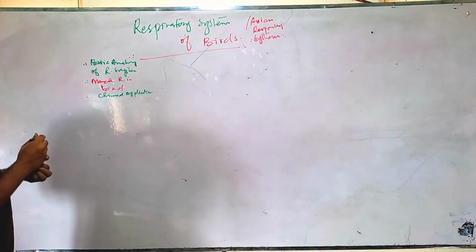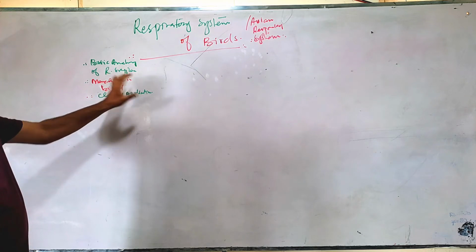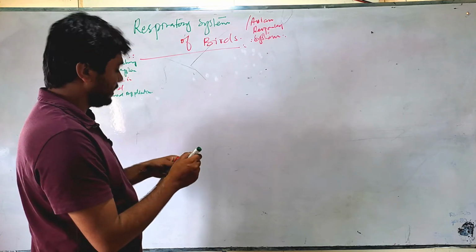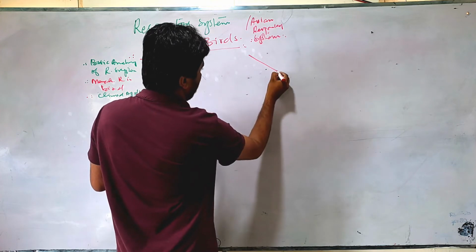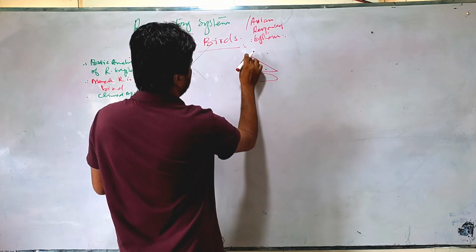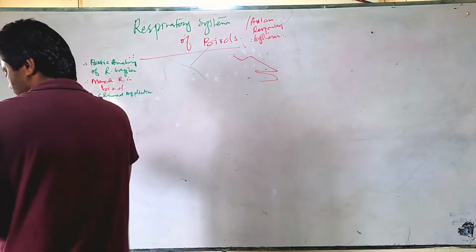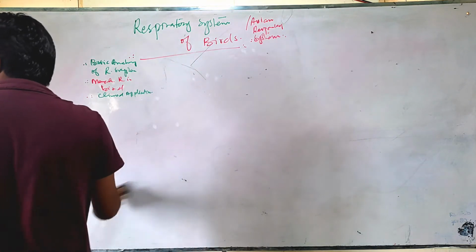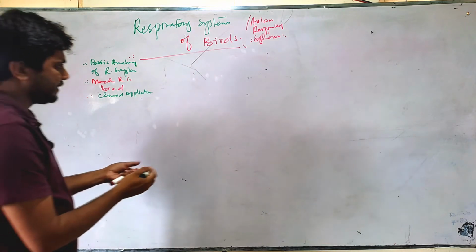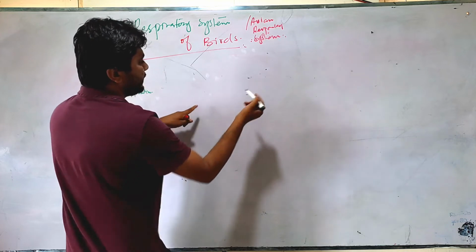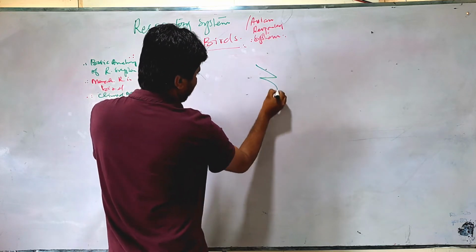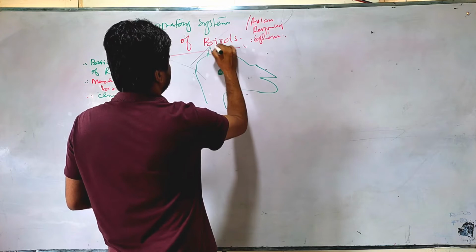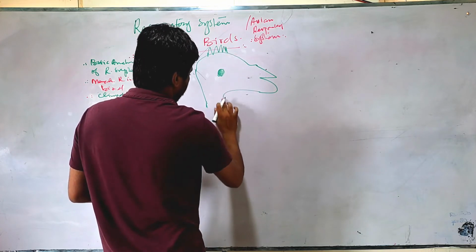So, first of all, you have to look into the basic anatomy of the respiratory system. Normally, what organs does a respiratory system have? Normally, a respiratory system consists of the nasal cavity, larynx, trachea, bronchi, and parabronchi. This is your bird. Okay, start here.